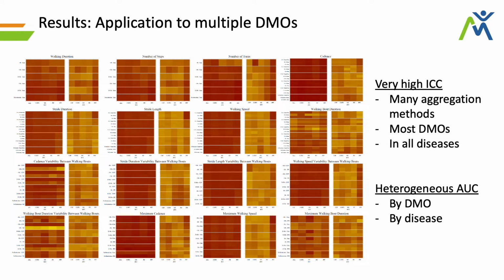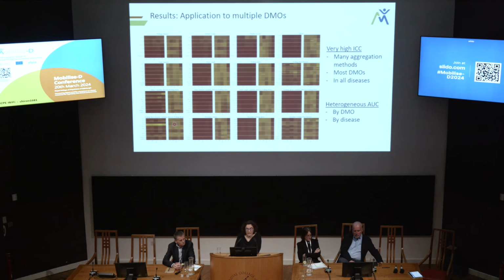In general, you can see that the ICC is darker, so we obtained quite high or very high ICC. This means stability of the DMOs in the different aggregation methods for most diseases and for most DMOs, with some exceptions. Let's say this, for example. But then in terms of the area under the curve, so this is the ability to discriminate between healthy and disease, the results were much more heterogeneous, and there were differences by DMO and differences by disease.